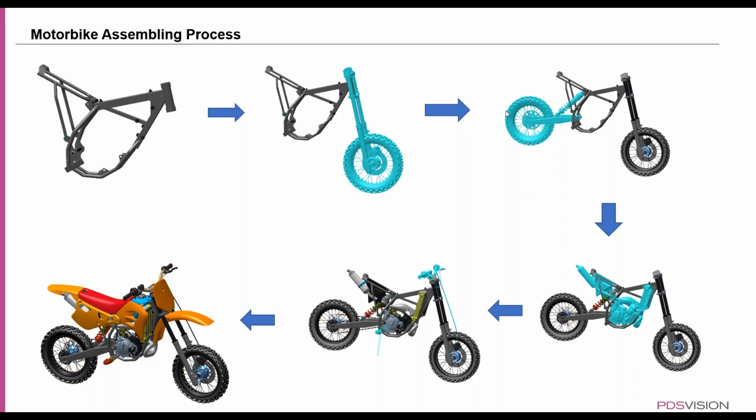And then the next one is the powertrain, the engine, exhaust, whatever goes into the powertrain assembly. We do that on the next station, and then the next station is where we assemble the hand control system, and then eventually the body panels to have a complete motorbike.